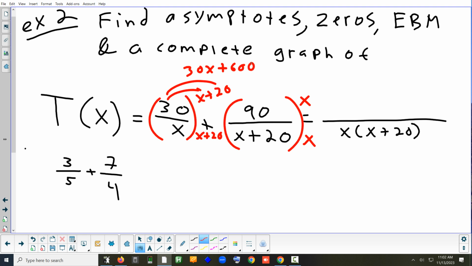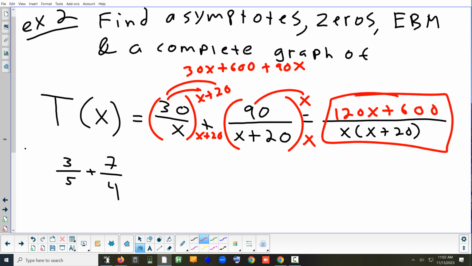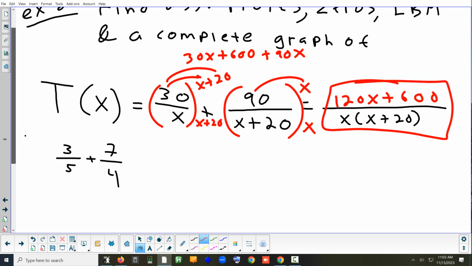So that's 30x plus 600. And then there, it's not really even distributive. It's just multiplying 90 times x. So 90x. Now, when you combine 30x and 90x, what do you get? 120x. Yep. Okay, so there's the problem all with one fraction. And again, the reason I did that, it's going to help us to answer some of the questions. Okay, let's start with the end behavior model.